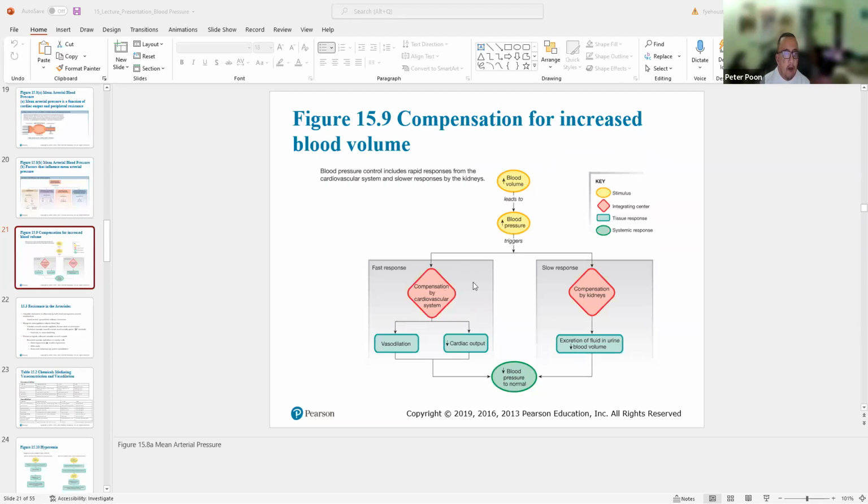Okay. So that triggers 2 things. The fast response is the cardiovascular system. The kidney response will always be the slow response, and you'll see that in a couple of different chapters.